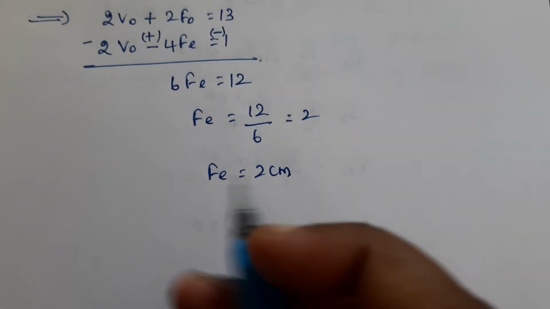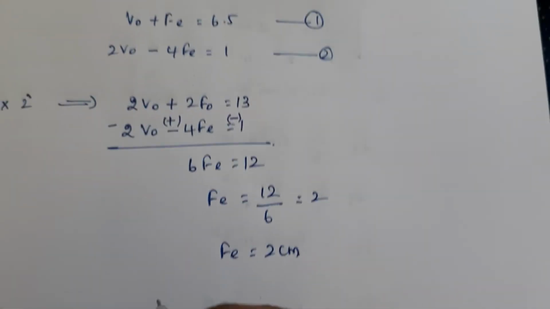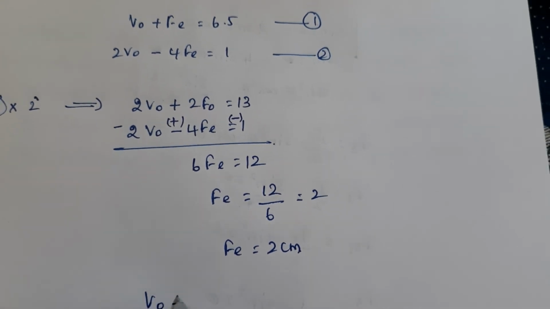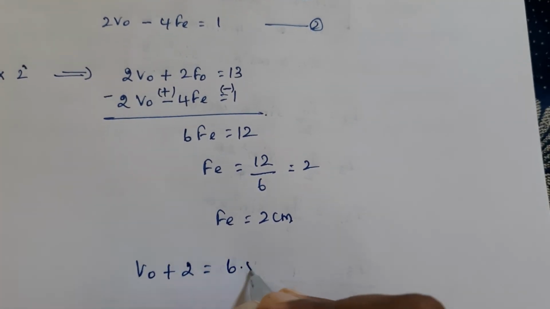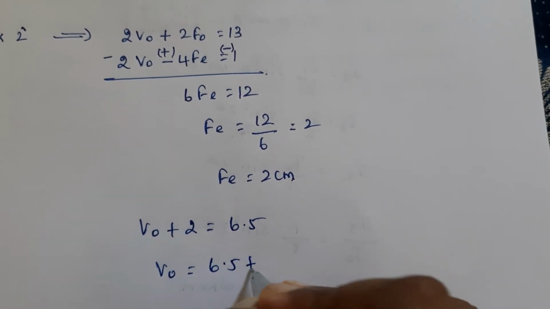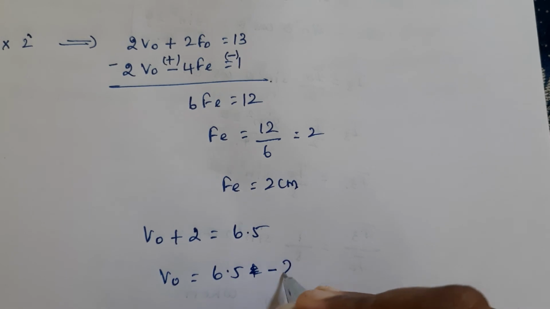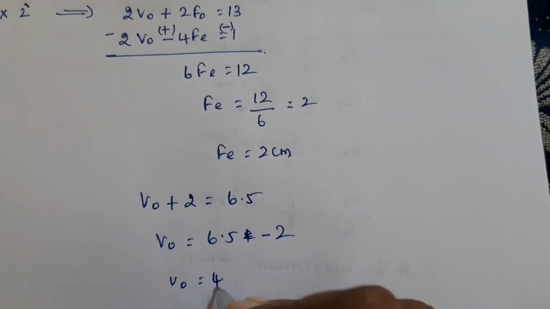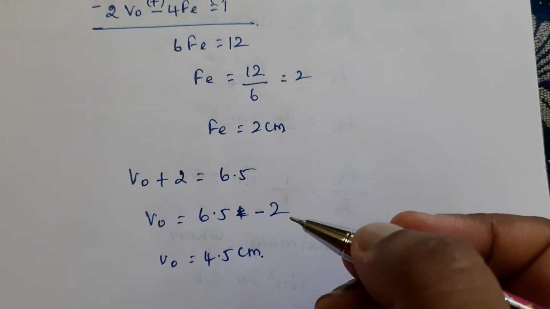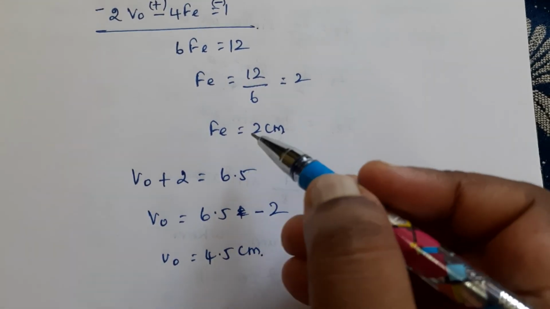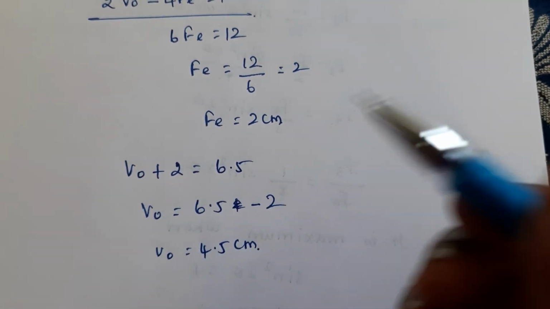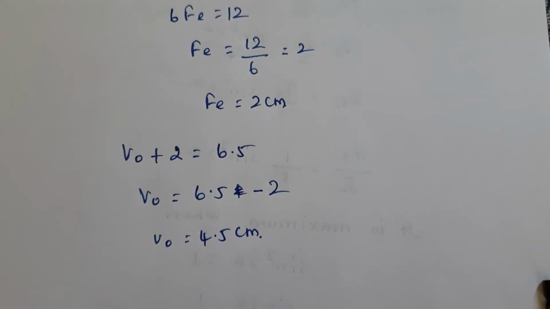Now we have to find the value of V0, substituting in the first equation. So V0 plus 2 is equal to 6.5. So V0 is equal to 6.5 minus 2, that is V0 is equal to 4.5 centimeter. So the focal length of the eyepiece is 2 centimeter and the value of V0 is 4.5 centimeter.